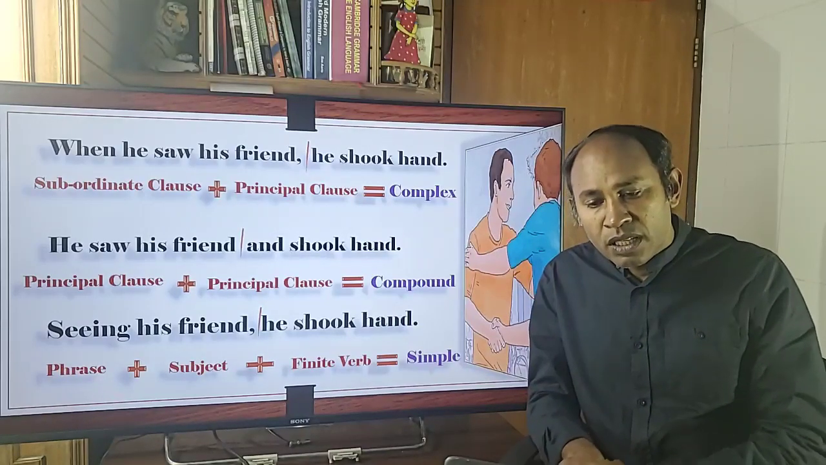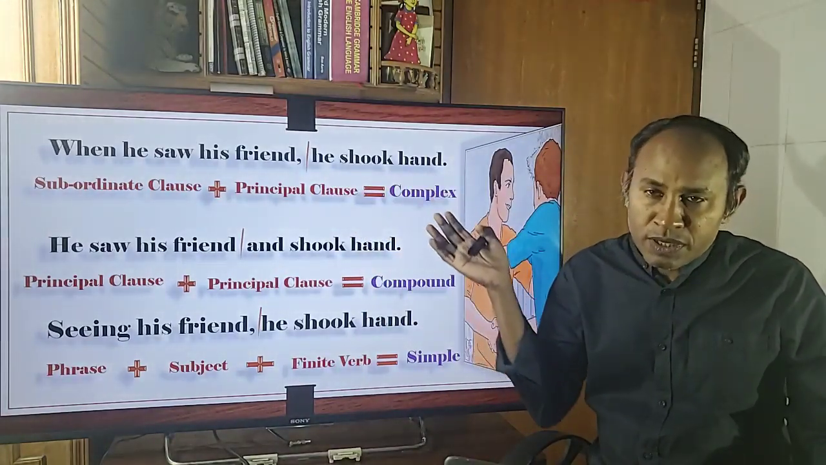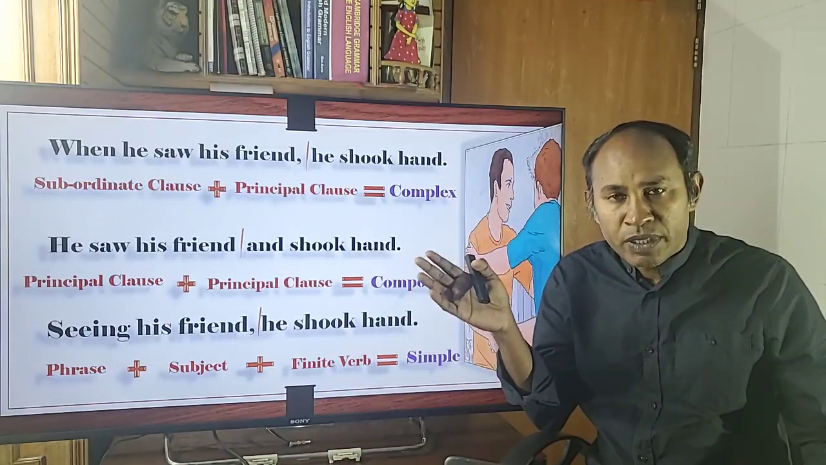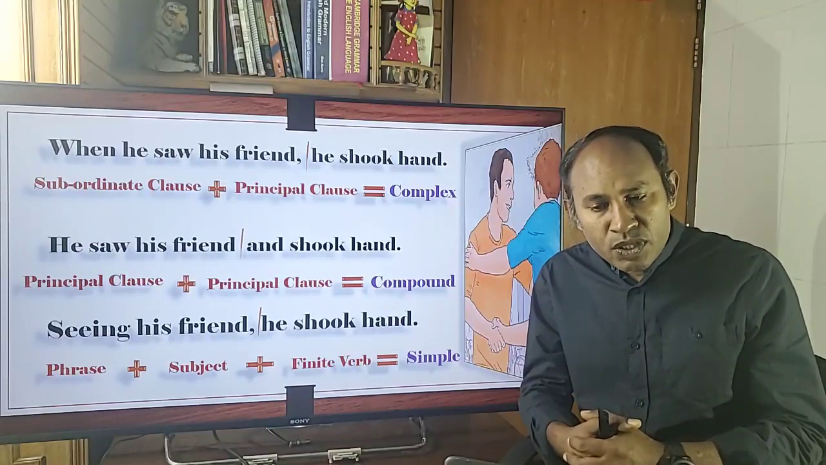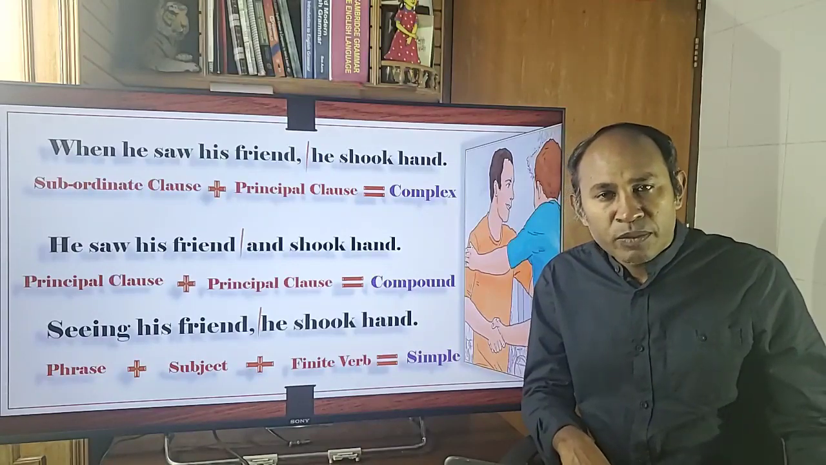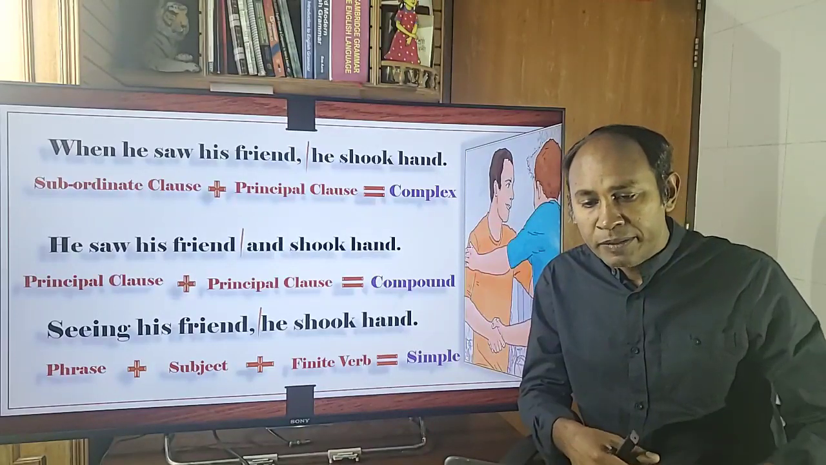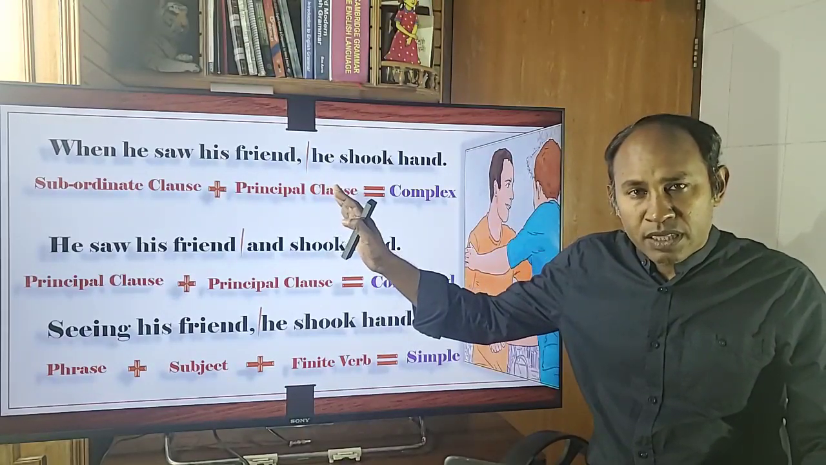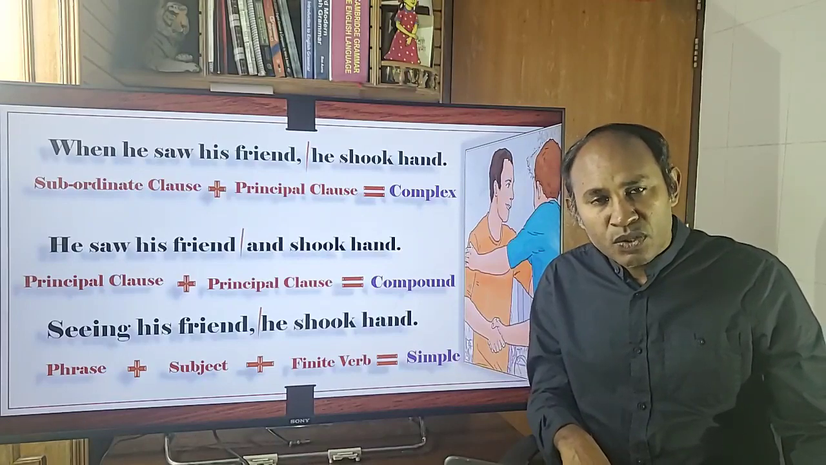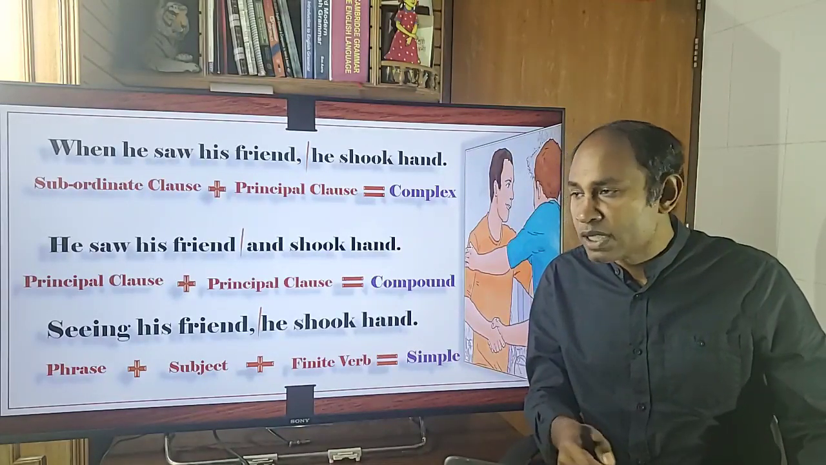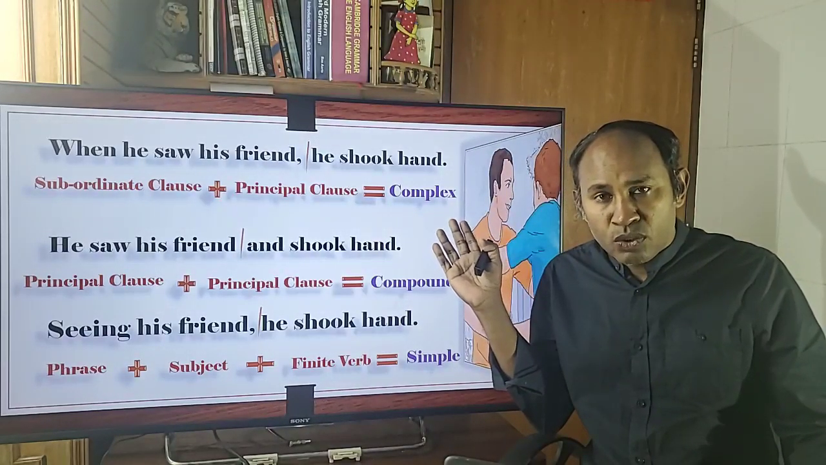And you know what a clause is? A clause is a part of a sentence which has one subject and one finite verb. In these two parts of the sentence, we see two subjects and two finite verbs. That means there are two clauses. The clause that can express its meaning itself is called a principal clause, and the clause that cannot express its meaning itself is called a subordinate clause. That means subordinate clauses always take the help of the principal clause to express their meaning. Sometimes there is a question: can there be only one subordinate clause in a complex sentence? No, there may be more than one subordinate clause. In that case, it will still be a complex sentence.